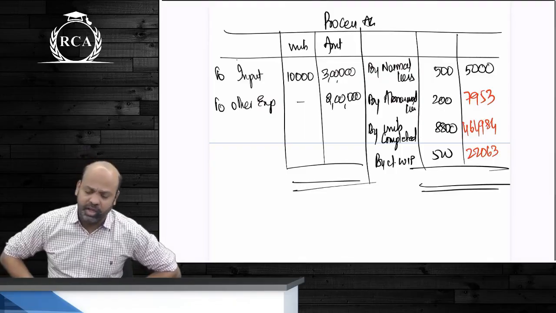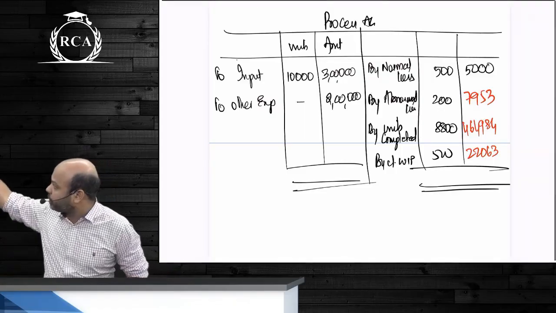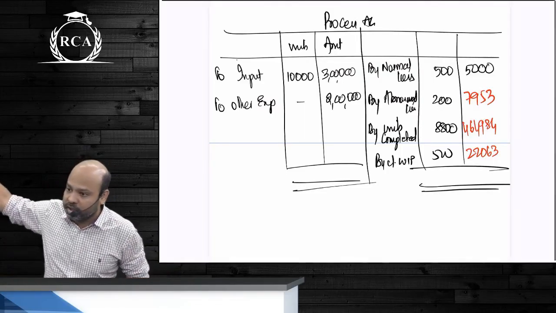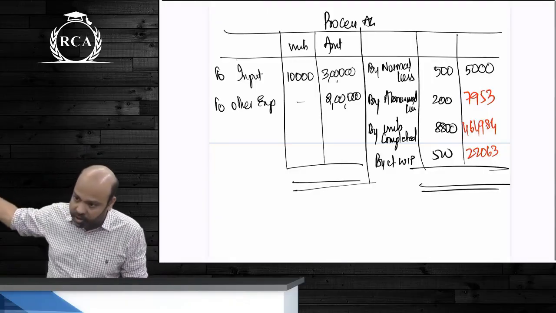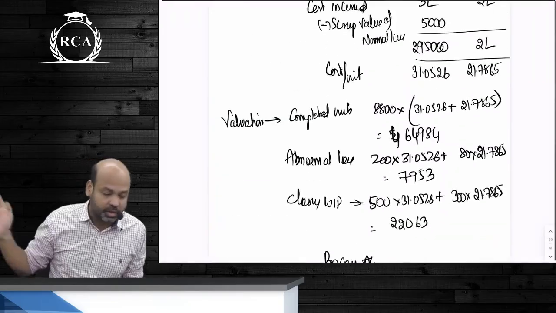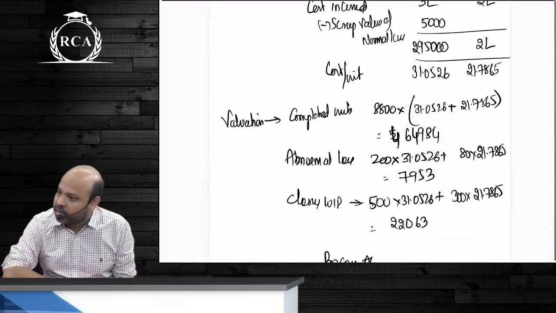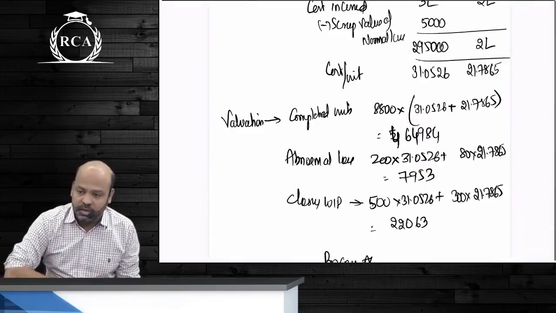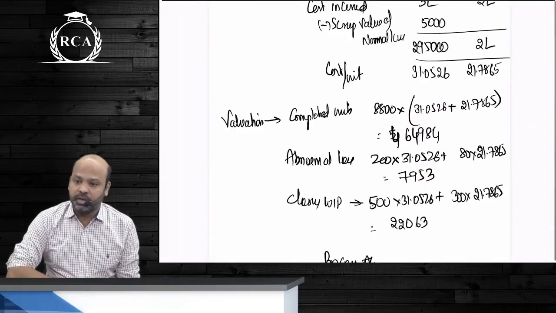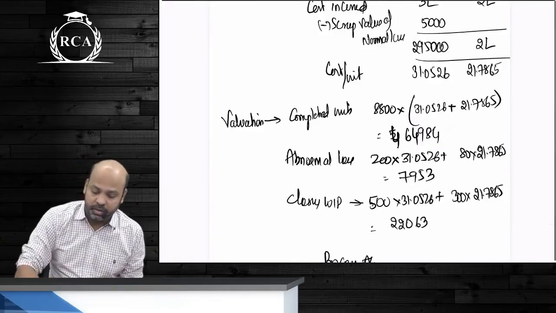After this, everything is same guys. It's just that the cost per unit of all of these is different. Abnormal loss has a different one, completed units different, closing work in progress different. That's why all this long speech. Are we clear? Yes or no guys? Any doubt in this kids? Are you all clear about this?